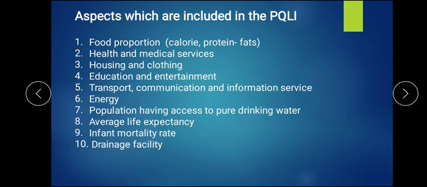So what are the things which are included? Food, health and medical services, housing and clothing, education, entertainment, transportation, communication, income, services, energy, the proportion of population having pure drinking water, then average life expectancy, infant mortality rate, and drainage facilities. When all these facilities are given to a person, he is living very well, and we can say his physical quality of life is good.